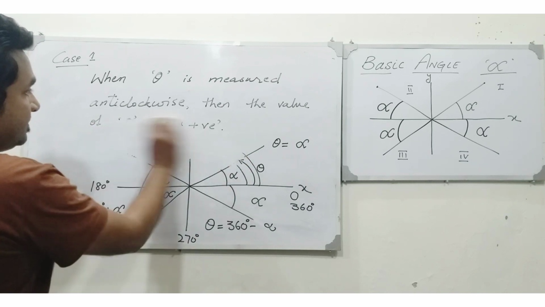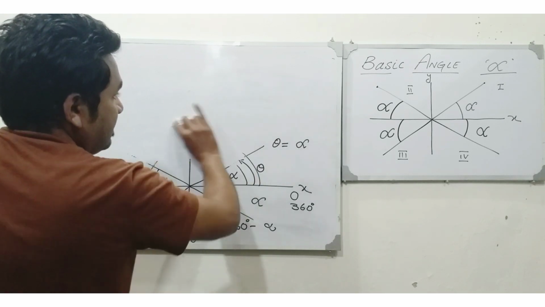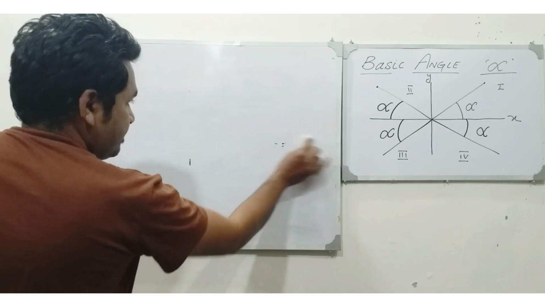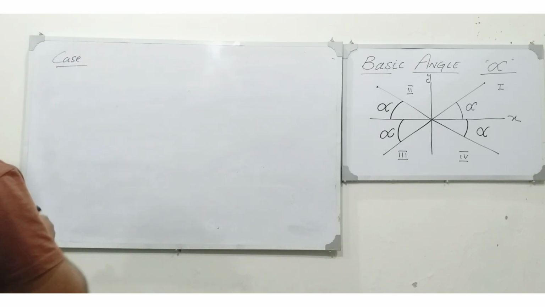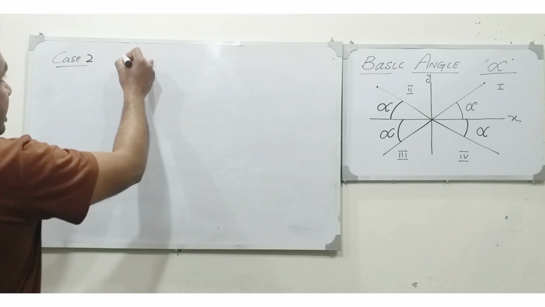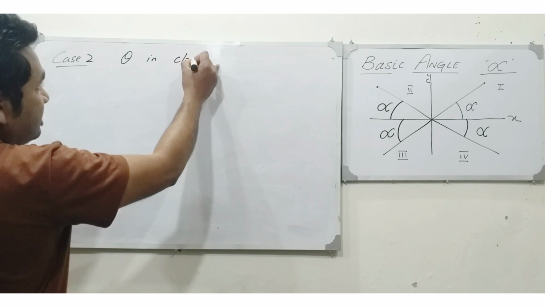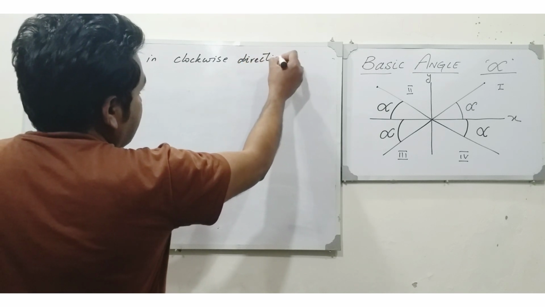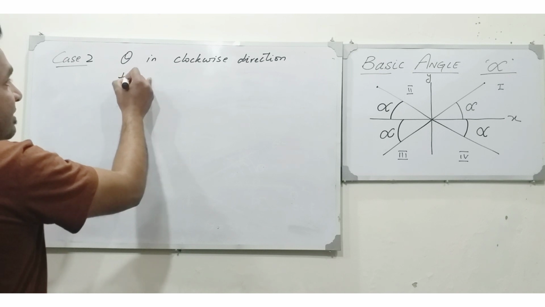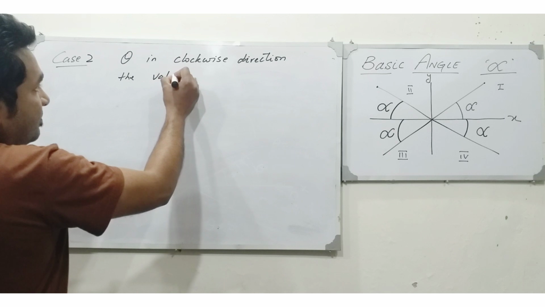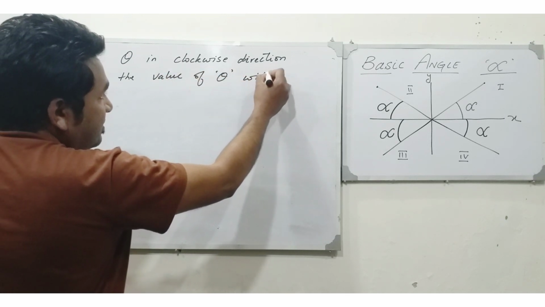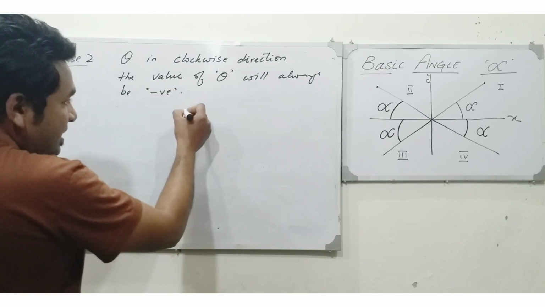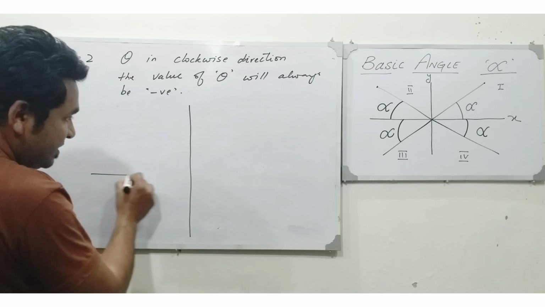Now case number 2 is when we are measuring theta in the clockwise direction, and remember the value of theta will always be negative. Now I will make it clear to you through this frame of reference.